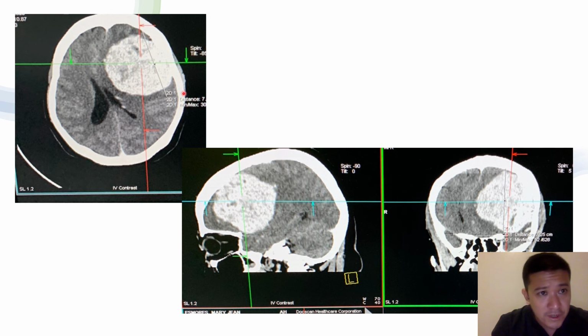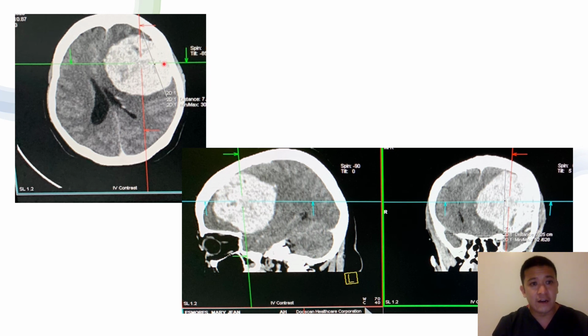I think I was measuring this for preoperative planning. I think it's 7 by 7. I didn't seem to get the depth, but I'm assuming it's 7 by 7 by 7. Anyway, as you can see here, it's against a bony base. So this is your bony base, this is your bony base.